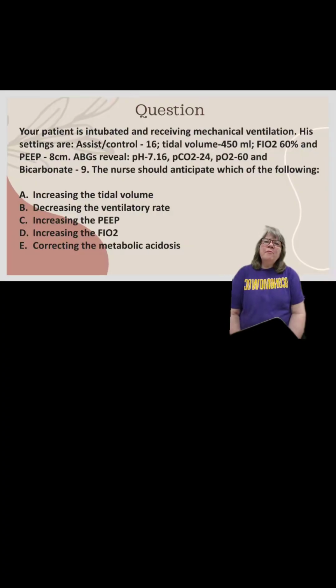We are focusing on respiratory in this question. Your patient is intubated and receiving mechanical ventilation. His settings are assist control of 16, tidal volume of 450, FiO2 is 60%, and a PEEP of 8 centimeters. Now here's his ABG. ABG reveals pH of 7.16, PCO2 of 24, PO2 of 60, and bicarbonate of 9. The nurse should anticipate which of the following?